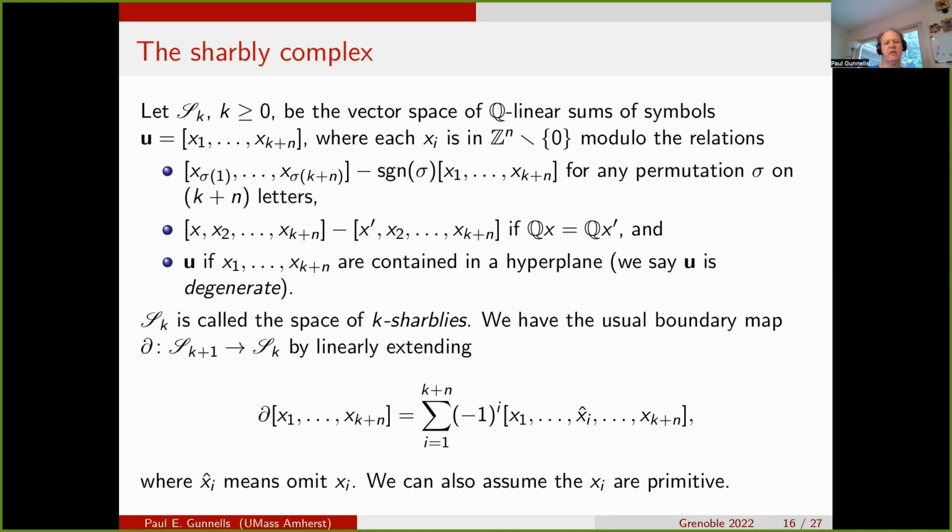So we take all the symbols like this, and S_k is the K-sharp, the vector space generated by those symbols modulo those relations. And now we have a boundary map. We just take the usual boundary map from algebraic topology class and apply it to each of these basis symbols. That just means if we have a list of k plus n, we walk down the list, delete one at a time, pick up a sign, and sum the result together. It's a boundary map for the same reason that it is in algebraic topology class. The square of it is going to be 0 for the same argument.